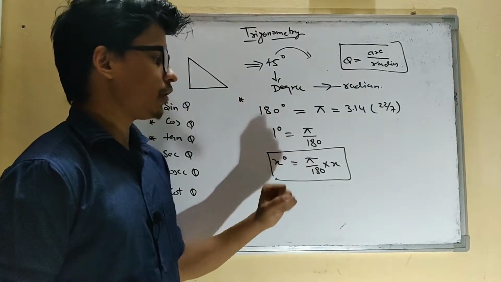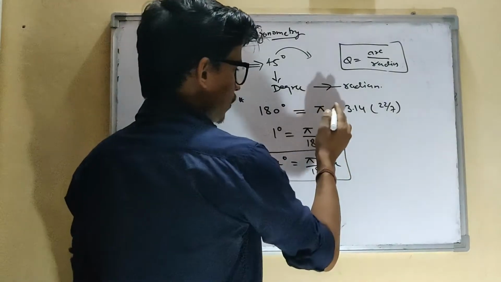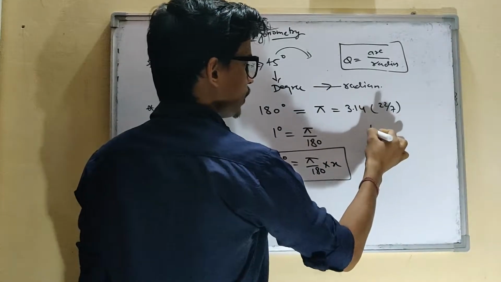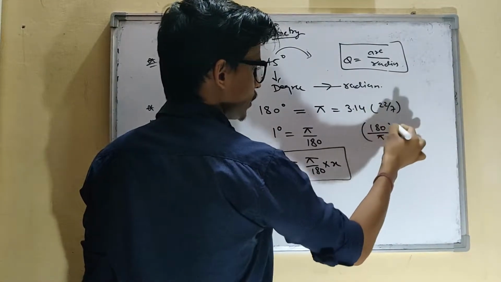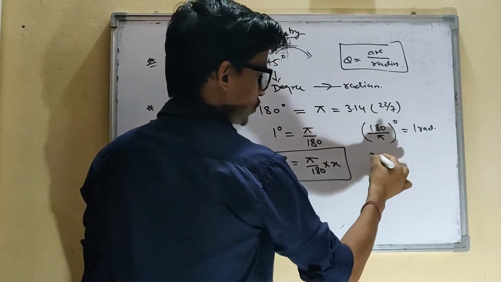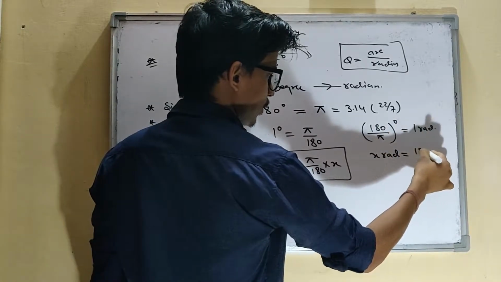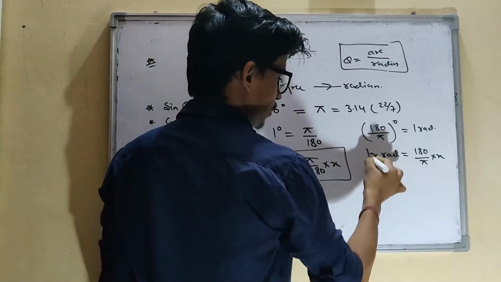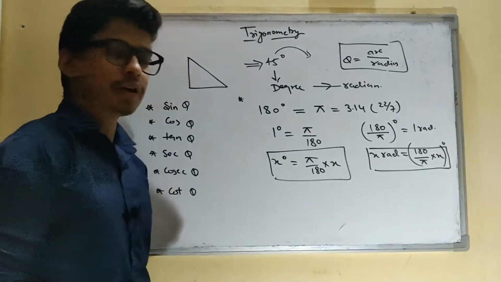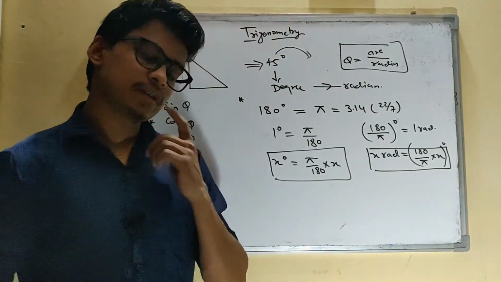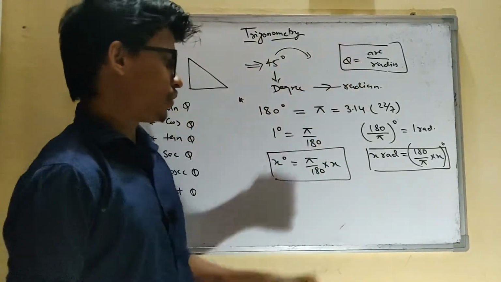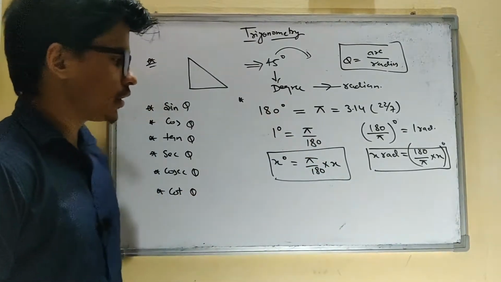So x degree is equal to pi by 180 into x. And from the same thing, if you take pi from here to here, it will become 180 upon pi degree is equal to 1 radian. Now if you multiply with x, so x radian is equal to 180 upon pi into x. It will be in degree. So this is how you can convert radian into degree. Okay. So the first exercise of your NCERT is all about these things. We will learn about this also. So this is how you can convert degree into radian and radian into degree.